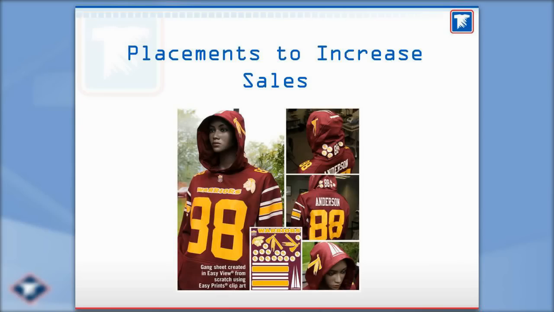Where there's a will, there's a way. Okay. But you order the numbers. Yes, Nadine, you do order the numbers separately. So in this case, the 88, that's on the front and the back, and then the Anderson, those were separate. Yes, we ordered those separately.